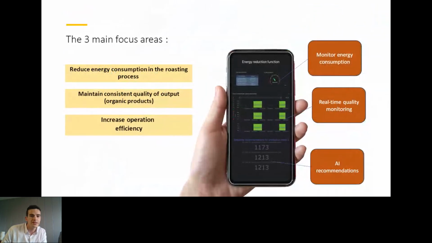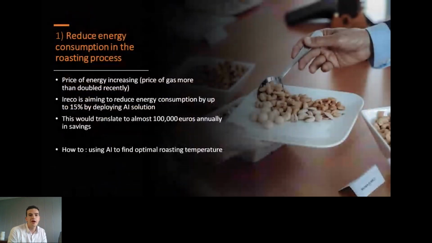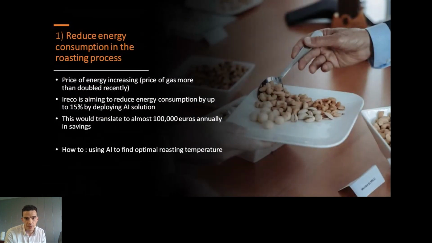So it's going to be relatively short. We have 3 main focus areas. We'll see how the technology helps us reduce energy consumption in the roasting process. We maintain, or even I think increase, the quality of the output, because we are dealing with an organic product, mostly pistachio, where humidity can vary a lot depending on the supplier and the weather conditions. And we also increase the operational efficiency of the whole plant. So the first pillar is reducing energy consumption.